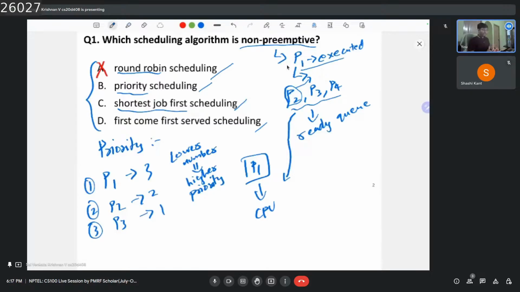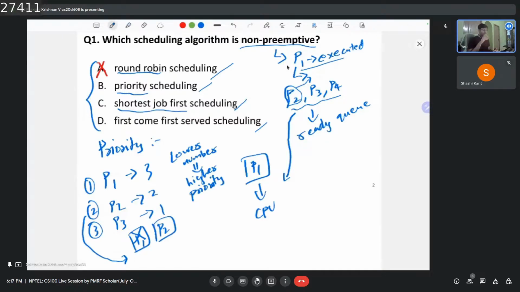So assuming this is the case, and since P1 came first, P1 would be scheduled onto the CPU first. But since this is a priority scheduling algorithm, if P2 comes next, and P2 has a higher priority when compared to P1, P1 would be preempted, and P2 would start execution.